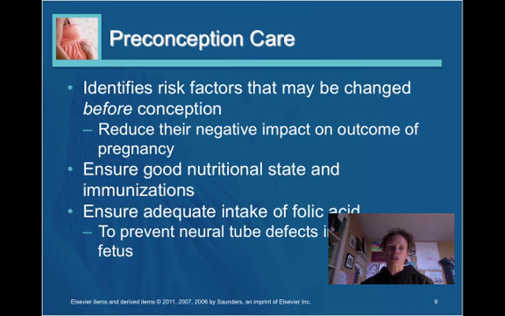Also, in your preconception care, you can focus on good nutrition and any immunizations that the woman might need prior to the pregnancy. And like we've mentioned on a couple of separate occasions, ensure adequate intake of folic acid to prevent neural tube defects. Remember that the neural tube can be affected very early in the pregnancy.